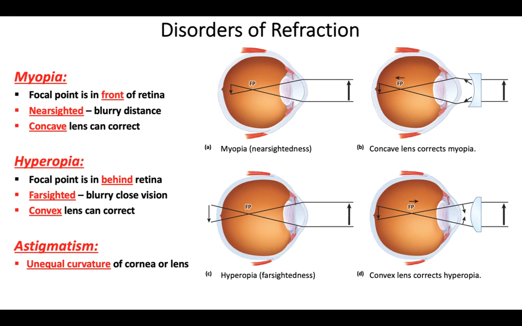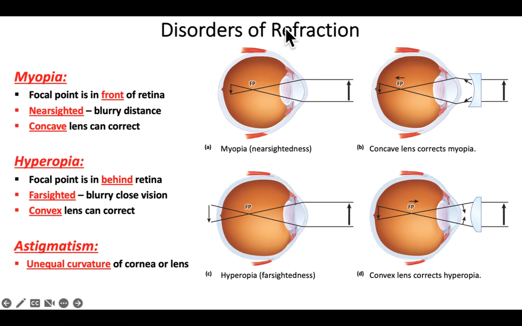The good news is we can fix it by using a concave lens. So notice a concave lens bends the light out a little bit. All right, so now when those light rays come in, we've bent them out a little bit, but now when the eye does its thing, the focal point is right on that central fovea. All right, so that's the corrected version of myopia. This is if we did not correct it.